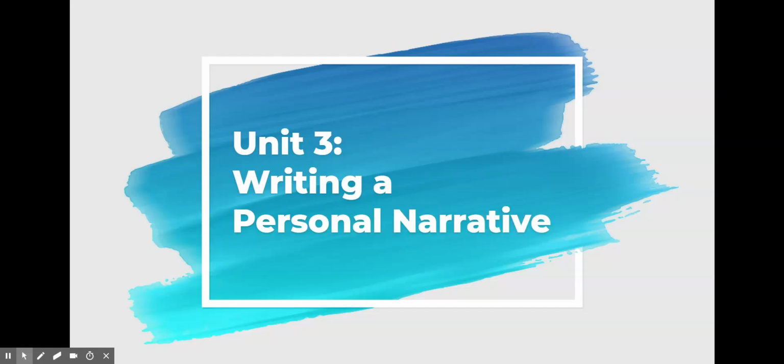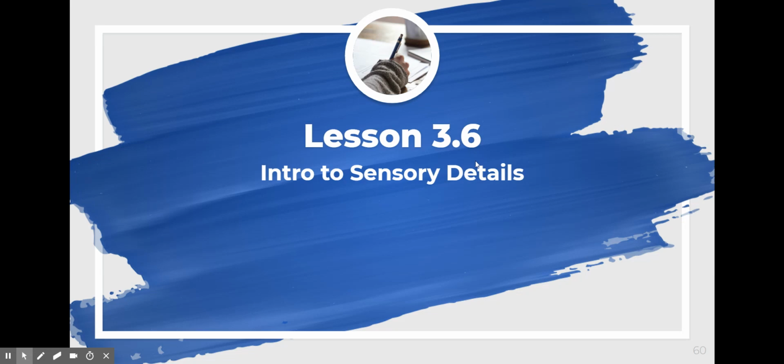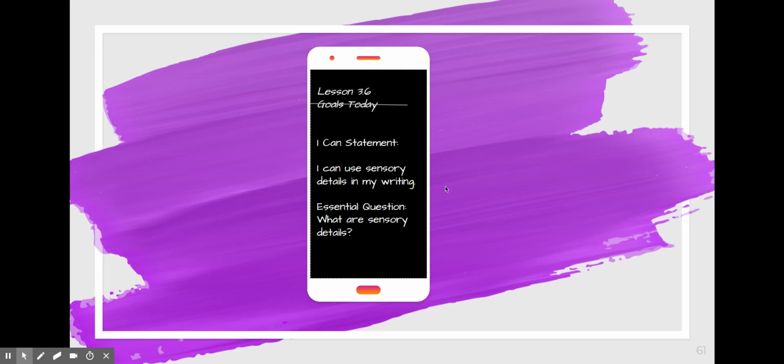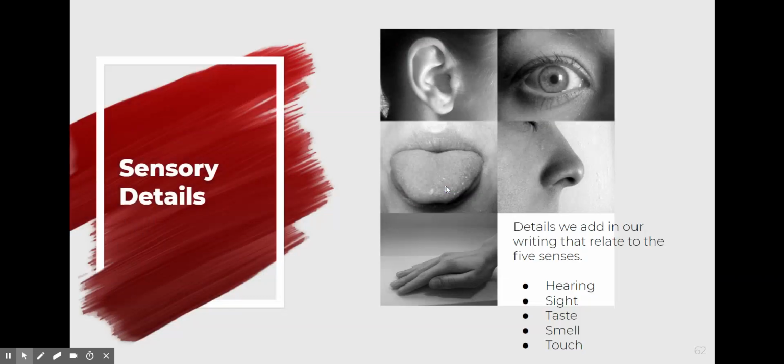Hello. Today we are going to continue Unit 3, our unit on writing a personal narrative. We're continuing with Lesson 3.6, our introduction to sensory details. Our I can statement for today says I can use sensory details in my writing. And our essential question is what are sensory details?